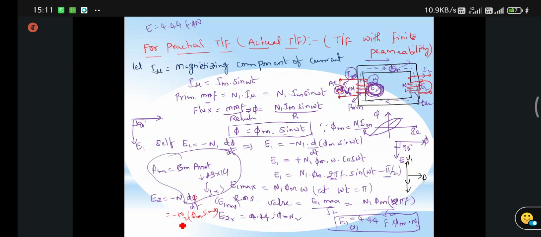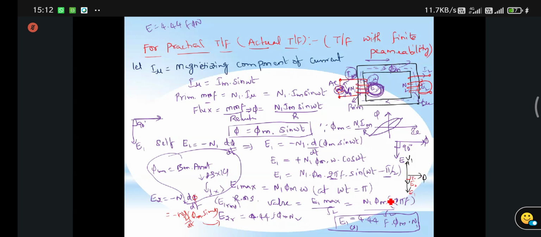So by differentiating d by dt, finally we get this relation here: E2 equals 4.44 f phi m N2. So that is the EMF induced in the secondary. First of all, the E1 lags phi by 90 degrees.